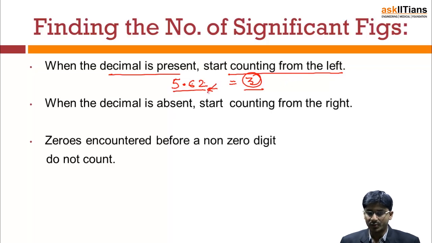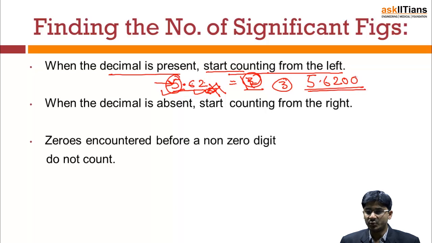Sorry, I made a mistake. This is telling you to count from the left. So you have to count from here. This is 5.62, so you take the first, second and third, you have 3 significant digits. Now why we have to measure from the left is because suppose something is written like this, then we don't have to count these digits. Continuous zeros are not counted in the significant figures. That is the reason we have to count from here.